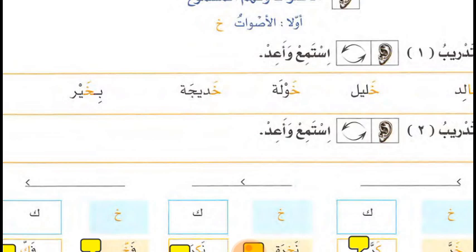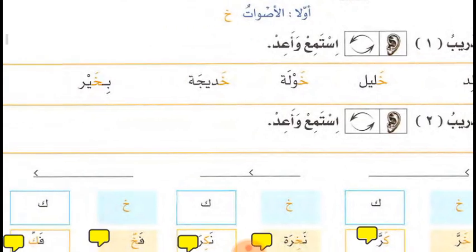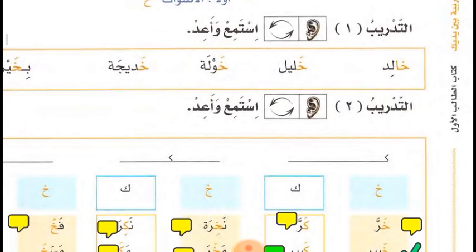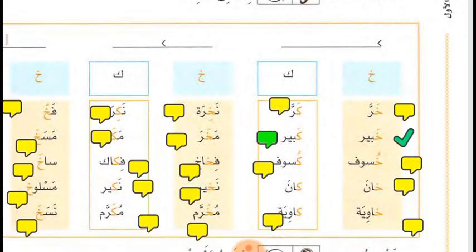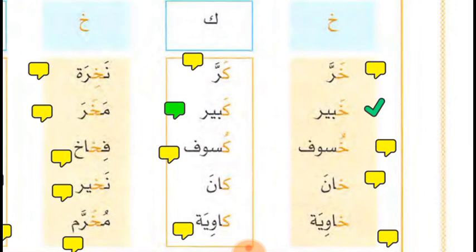خديجة. Okay. Then we have some more words. This time try to produce a different sound for خا and كاف. خرا كرا. So similarly read all these words.